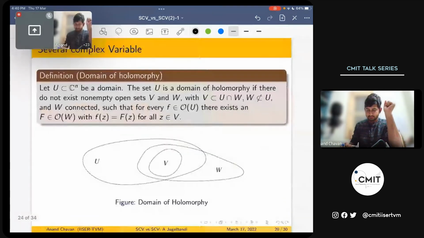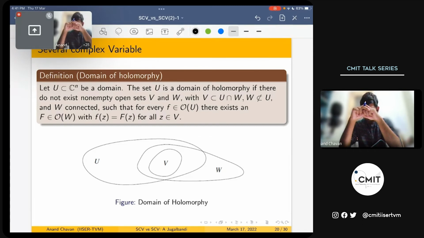Before that, let me introduce some definition called domain of holomorphy. Now, let me state it formally. Let U be a domain. The set U is a domain of holomorphy if there do not exist non-empty open sets V and W, with V contained in U intersection W, W does not wholly contain U, and W is connected, such that for every holomorphic function f defined on U, there exists a holomorphic function capital F on W such that capital F and small f agree on the set V.